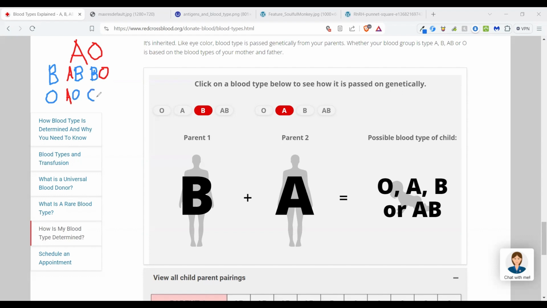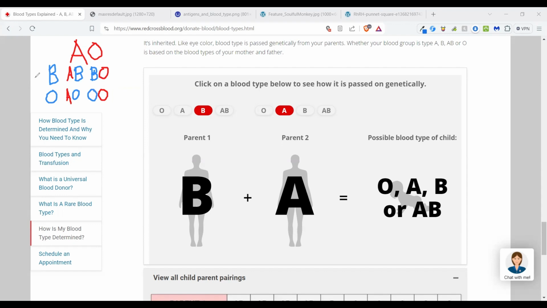And in the last possible case, we are receiving the O allele from both parents. So that child has type O blood. So you have a 25% chance of actually having a child of A, B, O, or AB blood type.